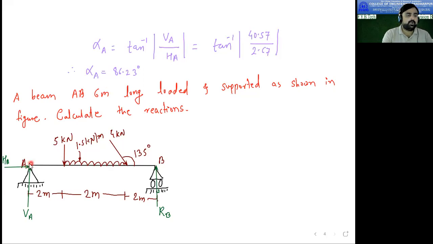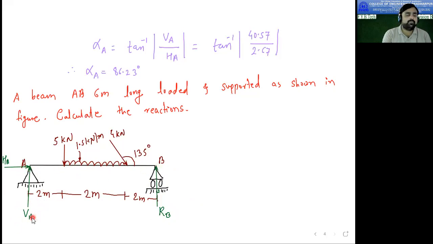See, instead of at point A, if I take the moment at point B, what will happen? See, if you take the moment at point A, you will get the answer reaction RB. Okay, you can get the value of RB. And if you take the moment at B, then your RB will become 0. Your HA will become 0 as HA is also passing through this point A.